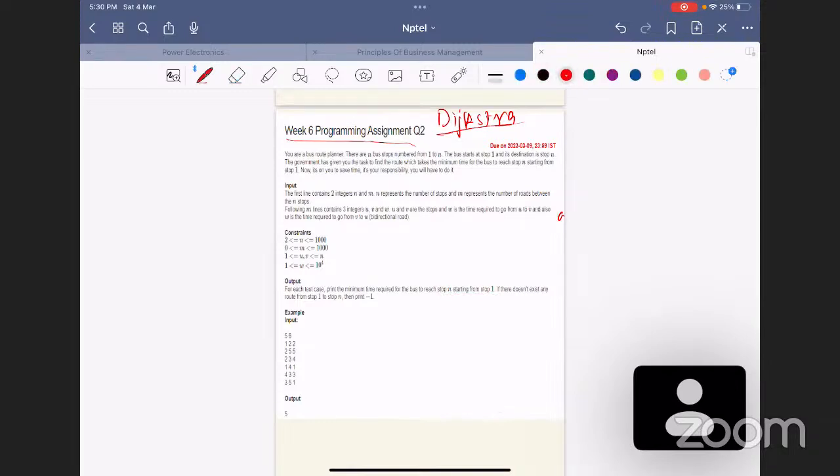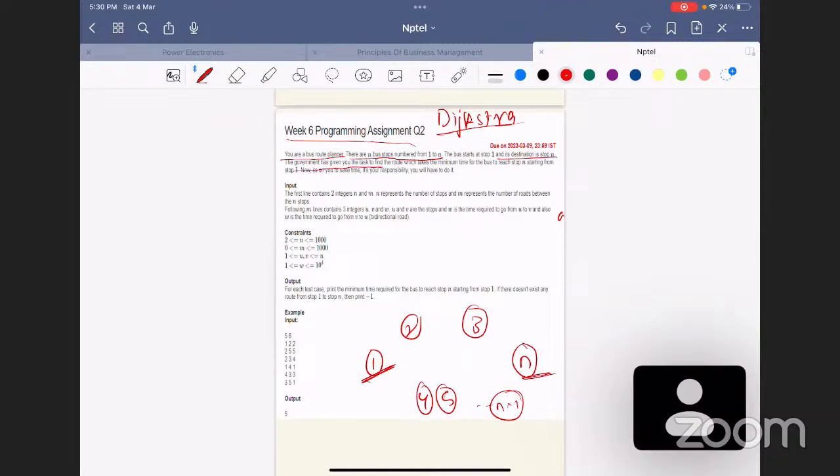So again, this problem is simple. You are a bus route planner, a high responsibility. There are n bus stops numbered from 1 to n. So from 1 to n, there are n bus stops. Let's say 2, 3, 4, 5, up to n minus 1, and then n. The bus starts at stop 1, and its destination is stop n.